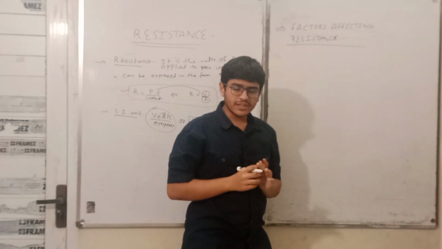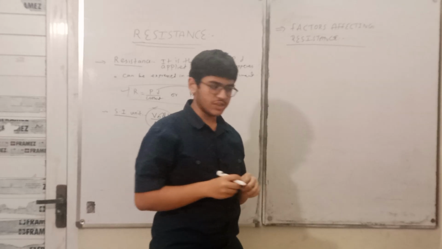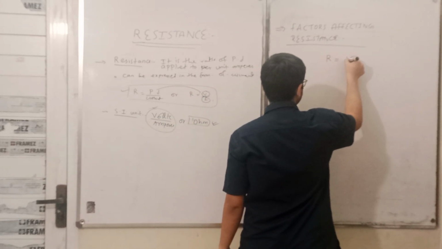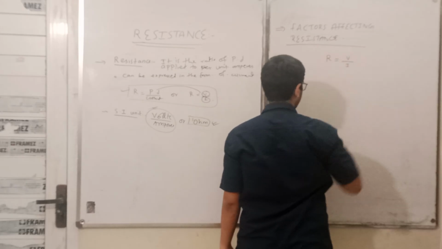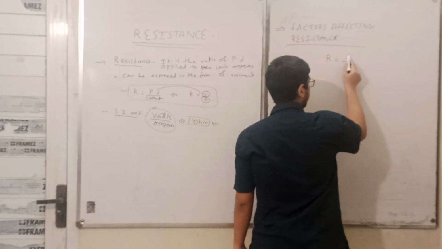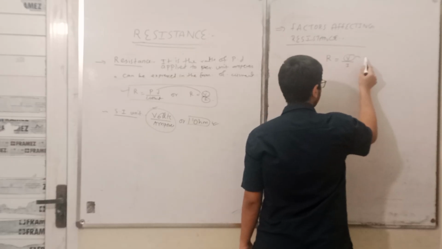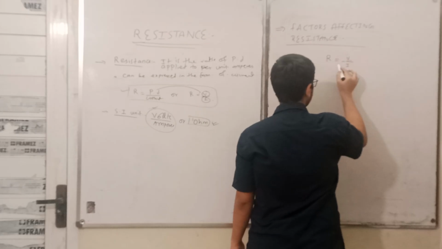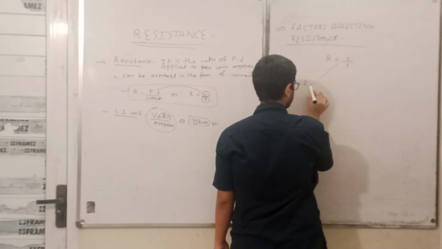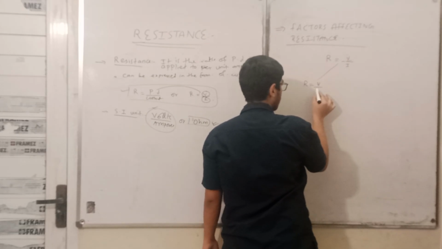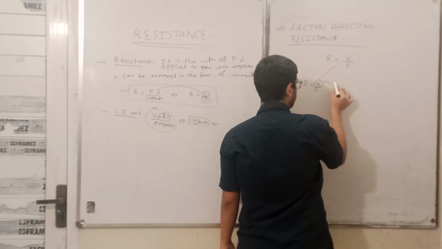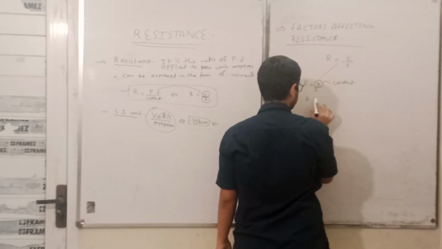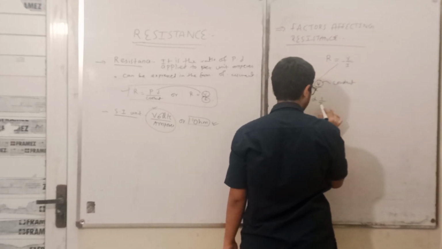Before studying these factors, you have to understand two key relationships. We already know that resistance is the ratio of potential difference applied to per unit amperes of current. If we keep potential difference constant, now we can define two relationships. The first one is, if we keep potential difference constant, therefore resistance is inversely proportional to current.